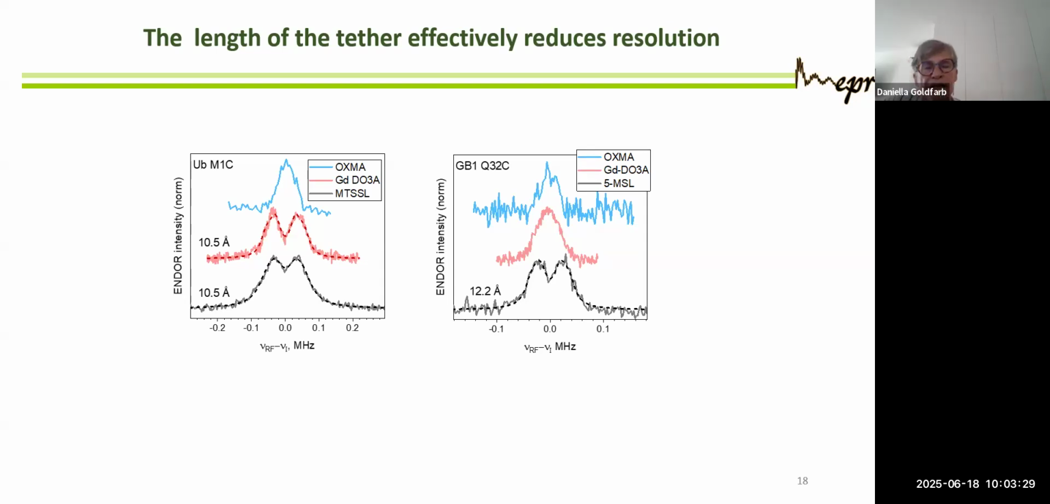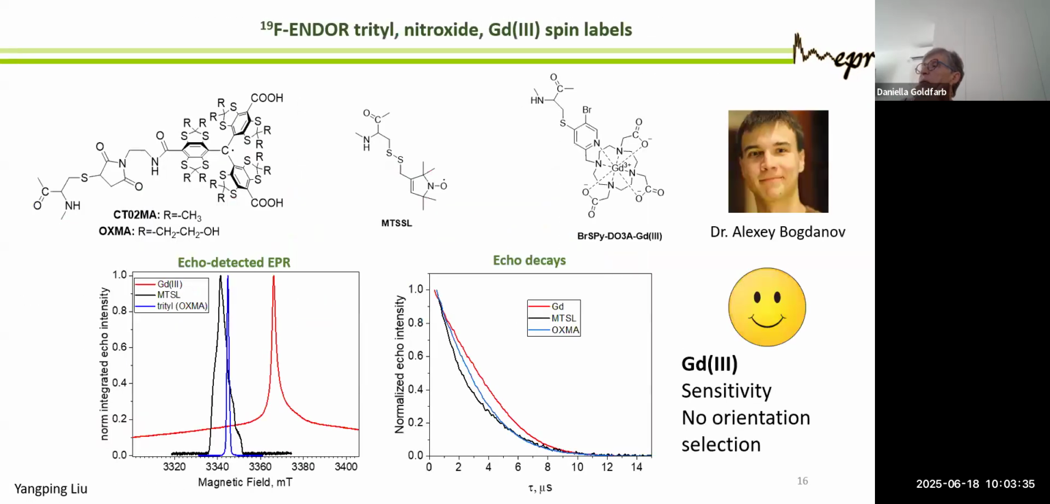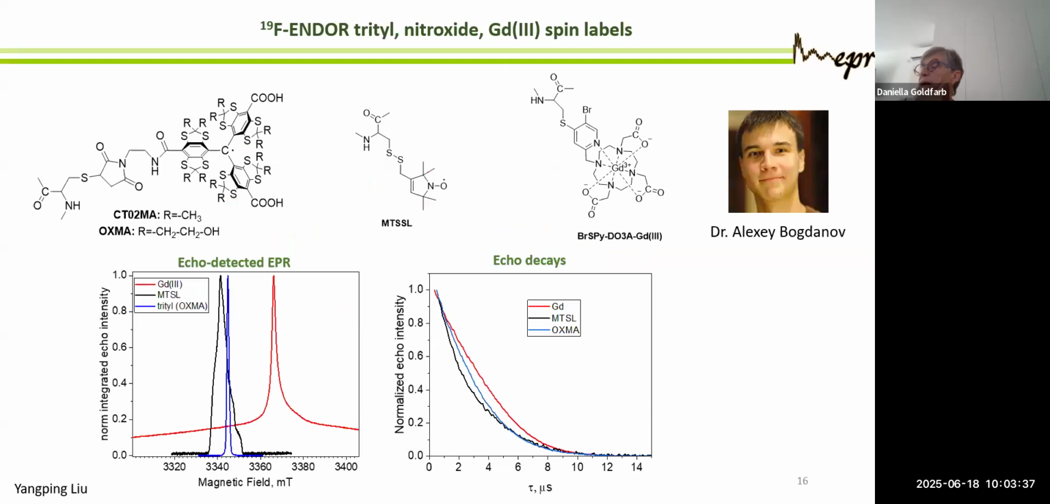I think it depends on the label that you take. Here, if you have this one, the T2 is horrible. But if you get rid of the methyl, then it's much better.